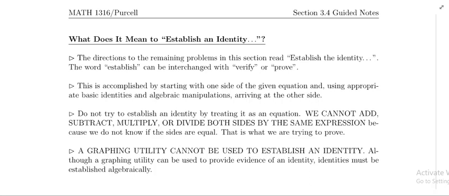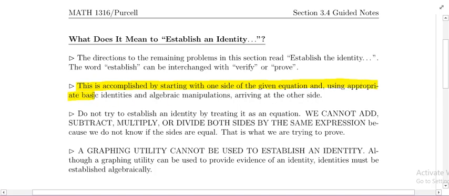The way you want to think about this whole idea of establishing an identity is that you're verifying it. You're proving that the statement is an identity. This is accomplished by starting with one side of the given equation and using appropriate basic identities and algebraic manipulations, arriving at the other side. This is very important. This is basically what you're going to do.